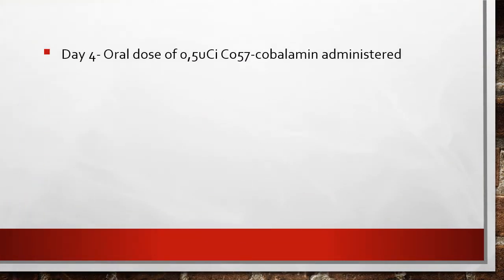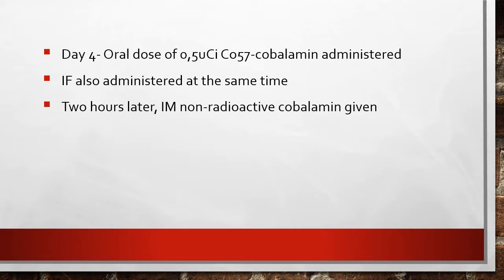On day 4 in the morning again, the same oral dose of cobalt-57 cobalamin is administered to the patient, as well as a capsule of intrinsic factor administered at the same time. 2 hours later, an intramuscular injection of 1,000 micrograms non-radioactive cobalamin is administered. The patient may have a light breakfast after 2 hours. This step determines whether lack of intrinsic factor is the cause for the cobalamin deficiency.